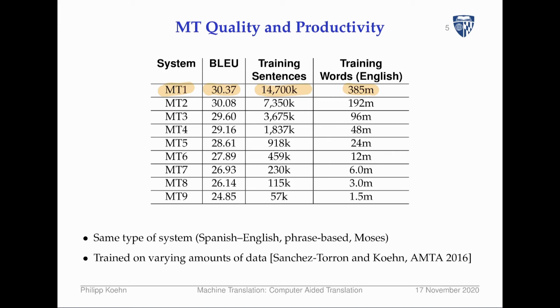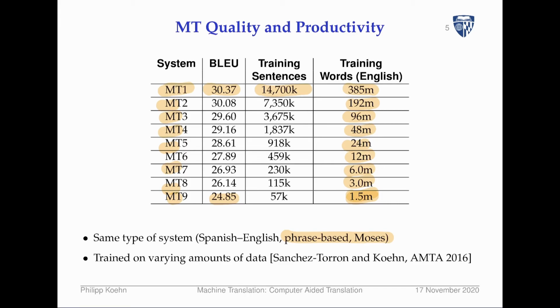385 million words worth of parallel data. It's Spanish English. This is actually still a phrase-based system. And then we just reduced the amount of training data by just halving it each time. And this gave us additional systems. So you see the data kind of cuts down in half each point. The last one is really very little. And the BLEU score is also not very great.